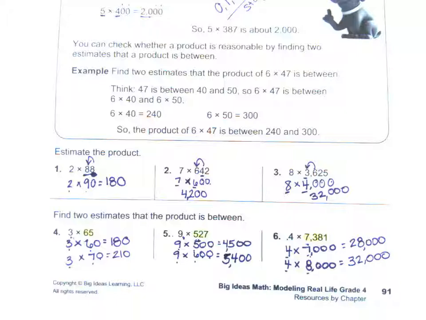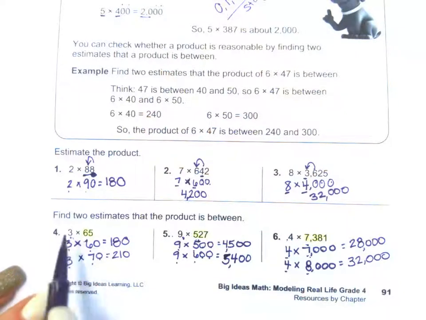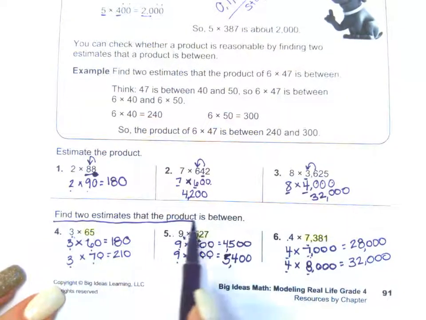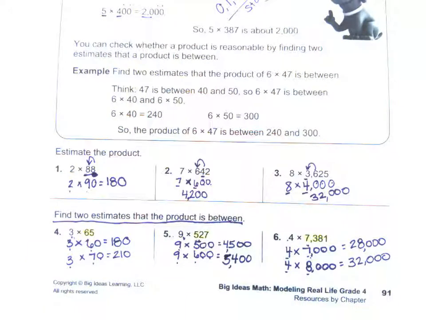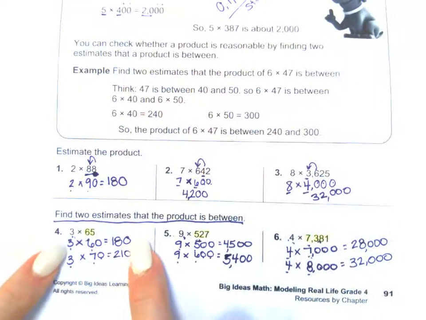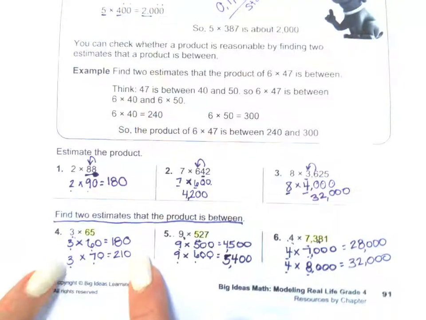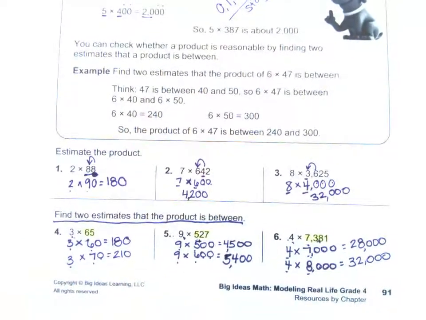No, because what it's asking you is just to find 2 estimates that it's somewhere between. So that means that if I were to actually multiply this problem and get the answer, that answer would be somewhere between those 2 numbers. That's all that's asking me for. Because one of these you're rounding down and one you're rounding up, so you just know your answer is somewhere in the middle.